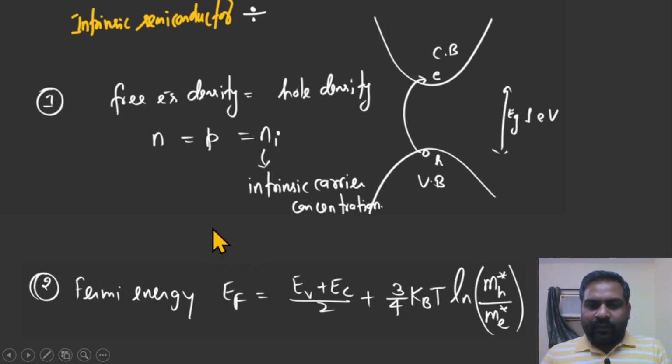And about their Fermi energy, the Fermi energy formula: EF equals (EV plus EC)/2 plus 3/4 kBT log(mh*/me*). mh* is the effective mass of the hole and me* is the effective mass of the electron. At 0 Kelvin temperature, this term will vanish and Fermi energy is equal to (EV plus EC)/2. EV is the valence band maxima, EC is the conduction band minima. It is the average of these, that is (EV plus EC)/2, at the mid of the band gap. The Fermi energy will lie at the mid of the band gap at 0 Kelvin temperature.